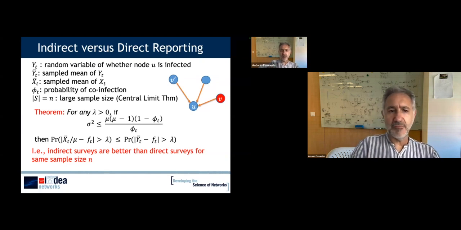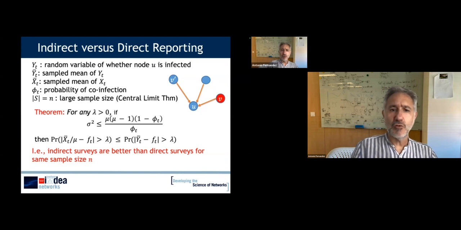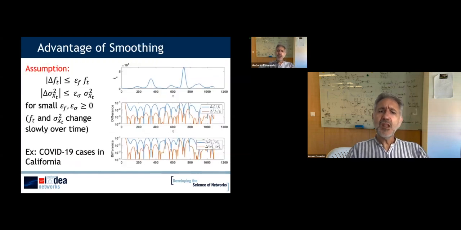In any case, the bottom line here is that for the same sample size, if the variance of the degree is not too large, then what we find is that the indirect surveys can do better estimates than direct.